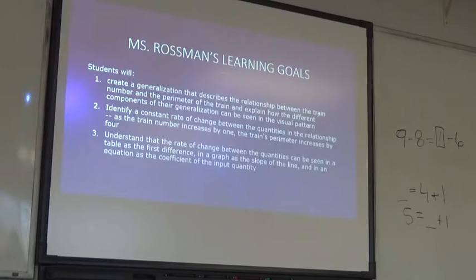And then part 3 is not something you're going to do with elementary kids, but it is something appropriate for 6th grade. And that's understanding the rate of change as the quantities can be seen in a table as the first difference, in a graph as the slope of the line, and in an equation as the coefficient of the input quantity. So they're starting to get at this idea of slope and rate of change, which is where students are headed. Gosh, I don't understand that. But they could still do this task for you guys for an earlier grade. You just have to think about the appropriateness of your learning goals. Okay? Are we good? Yes, ma'am.